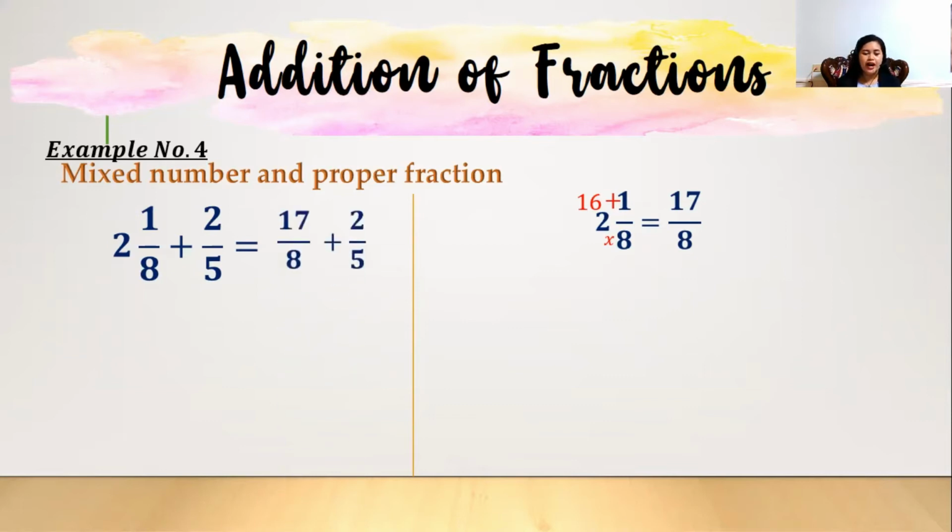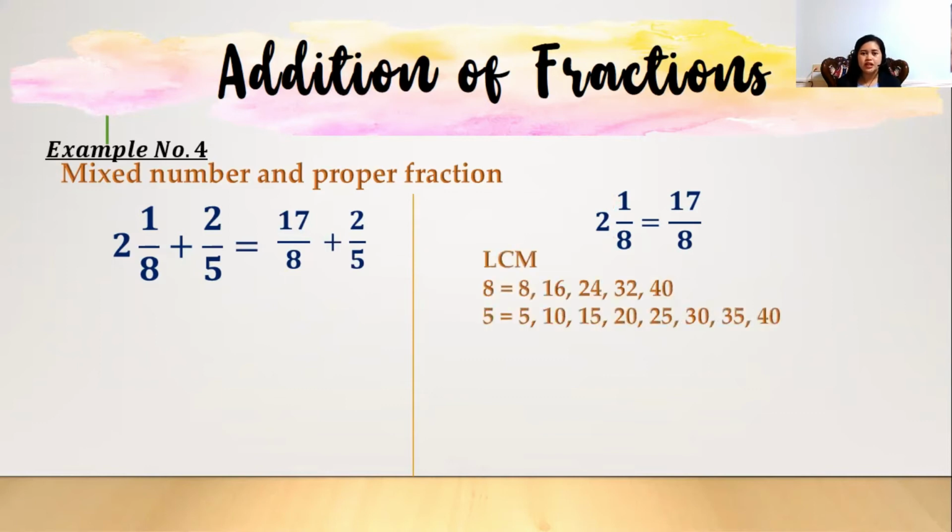So you can now rewrite the mixed number part. We have 17/8 plus 2/5. So we have dissimilar fractions, so we cannot add both fractions directly. We need to rewrite the two fractions into similar fractions. So the next thing is to find the LCM of both denominators of the fractions. So we have 8 and 5.